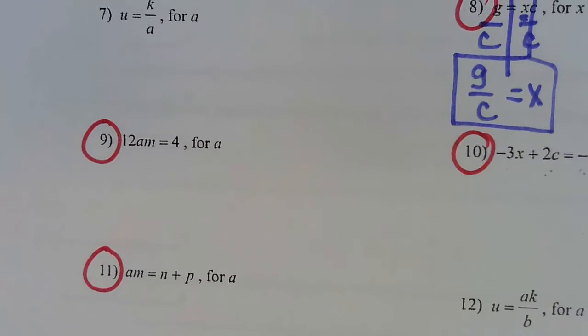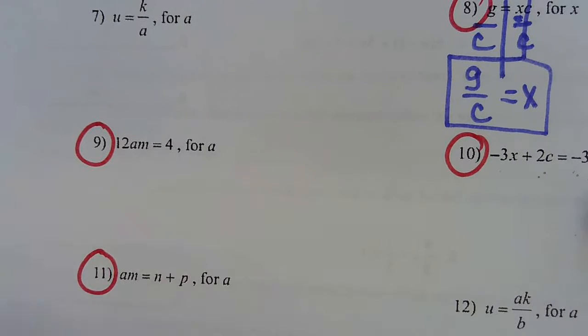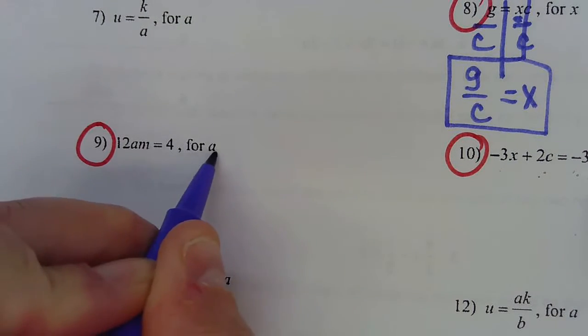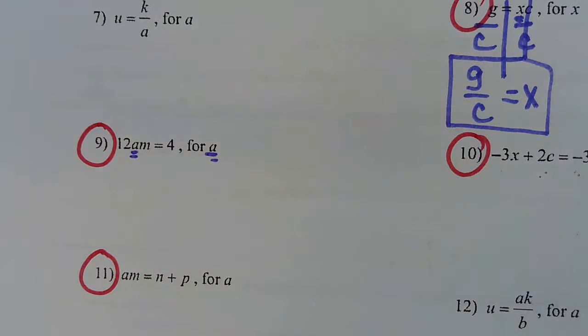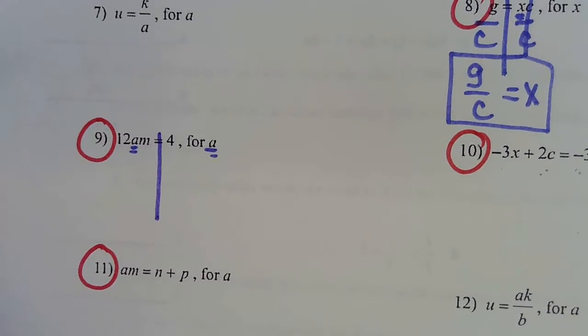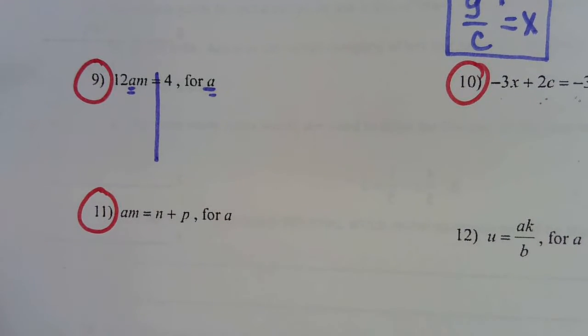Number 9. Number 9 gives you 12am equals 4, and they want you to solve for A. So I'm going to draw my line down. What do I need to do to solve for A? Or how do we get A by itself?